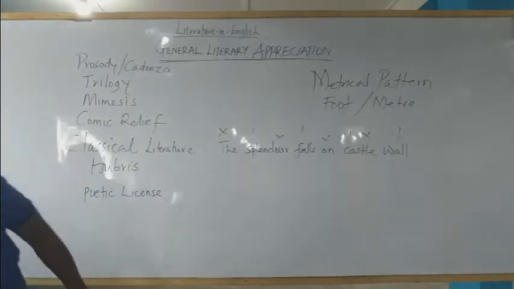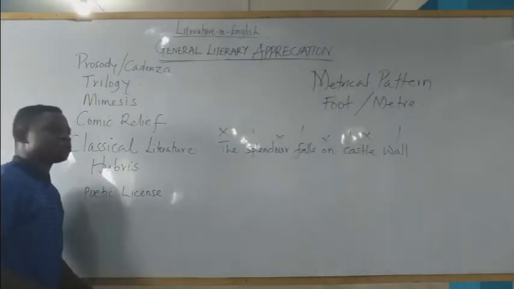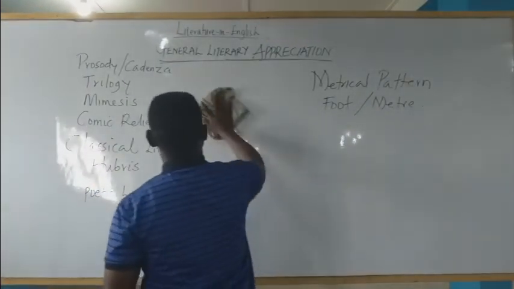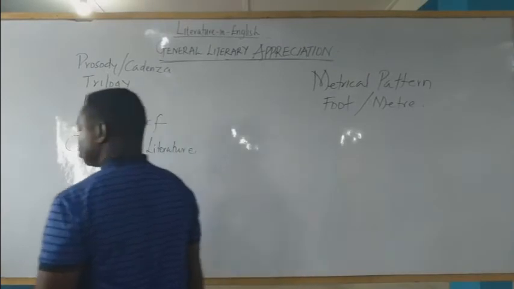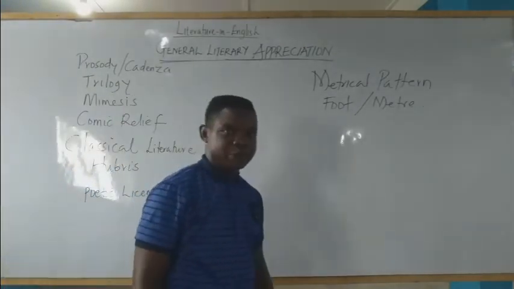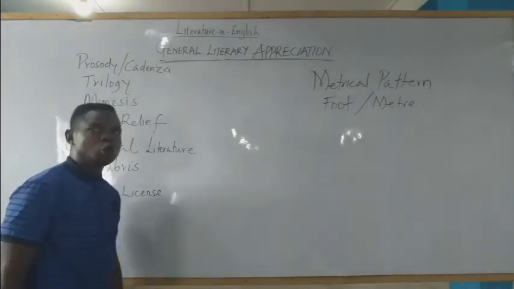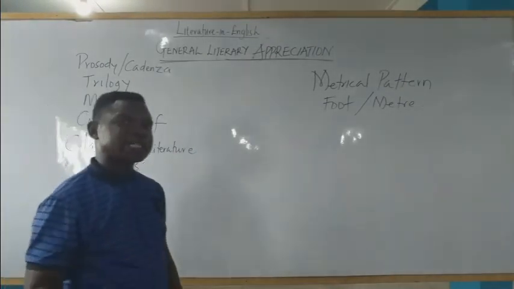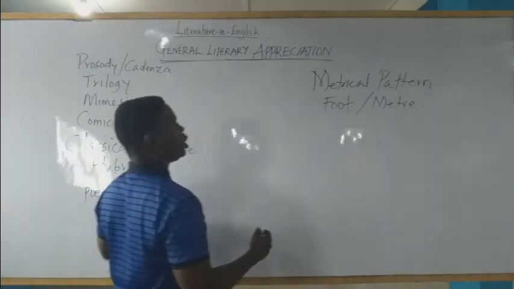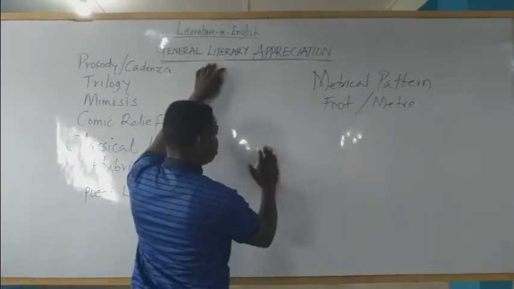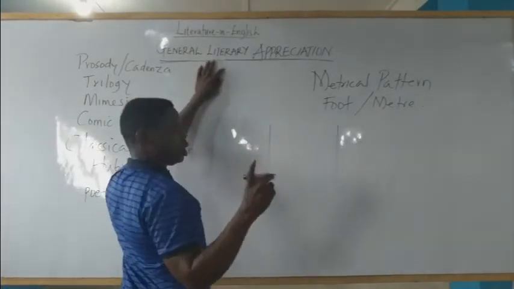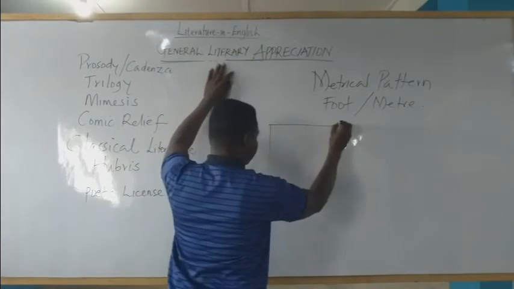That's number one. Number two, you have trilogy. Trilogy in literature refers to a group of three connected plays or writers. That is, you have three in one play. For example, in one booklet, you have three plays.